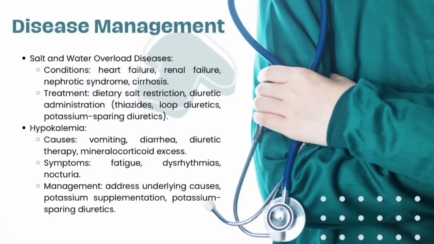For disease management, there are usually two diseases. The first one is salt and water overload disease, whose conditions are heart failure, renal failure, nephrotic syndrome, and cirrhosis. The treatment is dietary salt restriction and diuretic administration such as thiazide, loop diuretics, and potassium sparing diuretic. The second one is hypokalemia. Causes are vomiting, diarrhea, diuretic therapy, and mineralocorticoid excess. The symptoms are fatigue, hypotonia, and nocturia. Management is to address the underlying causes, potassium supplementation, and use of potassium sparing diuretic.